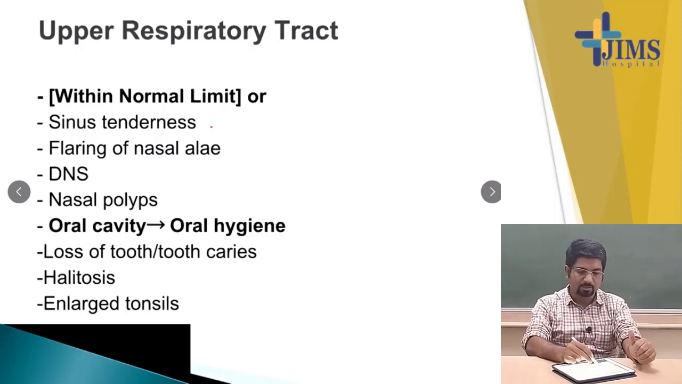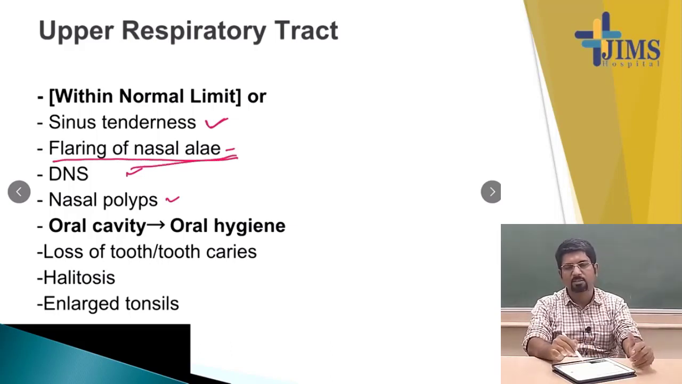Whether there is any sinus tenderness, DNS, flaring of the alae nasi, or nasal polyps, almost all these things are important. Particularly sinus tenderness that gives rise to sinusitis, which leads to postnasal drip and chronic cough. If this infective material is ingested, it may lead to pneumonia in the patient. And flaring of the alae nasi means the patient is in respiratory distress.